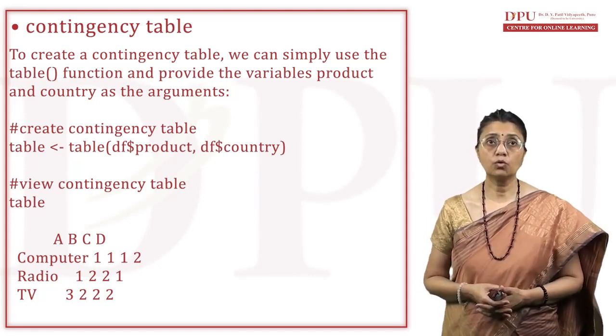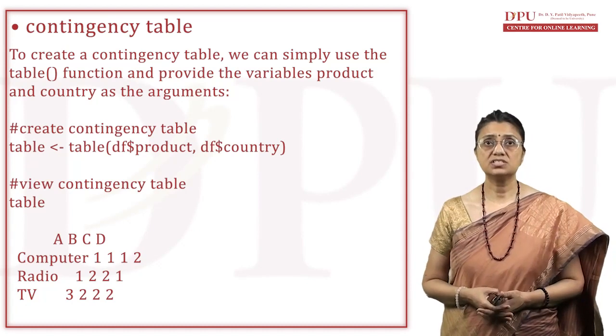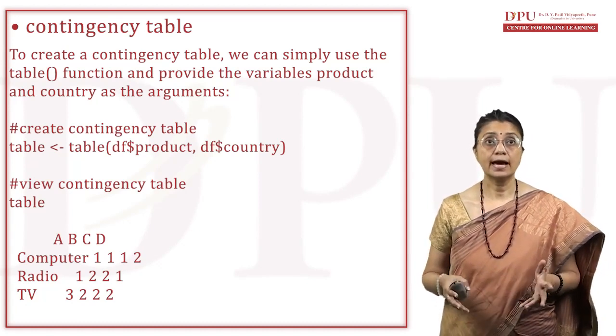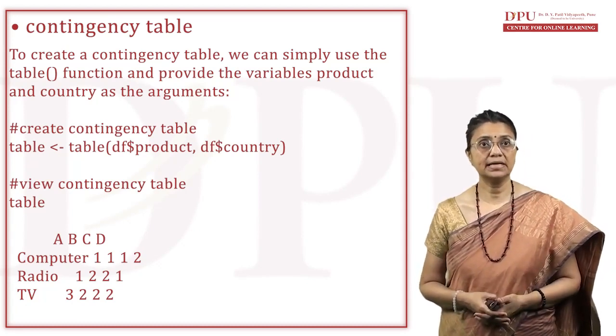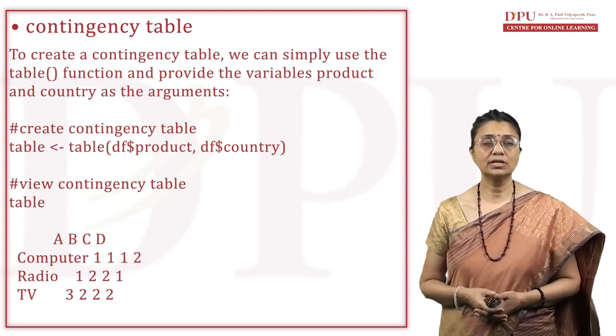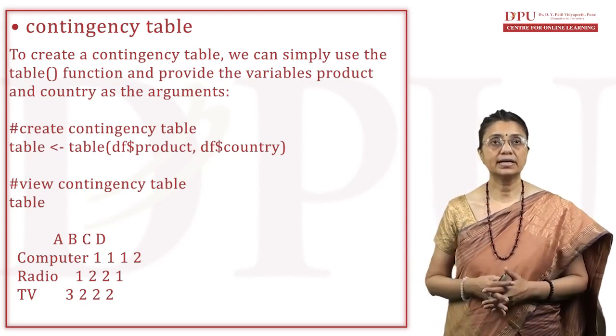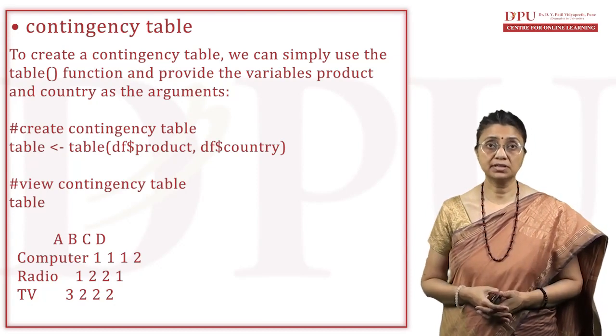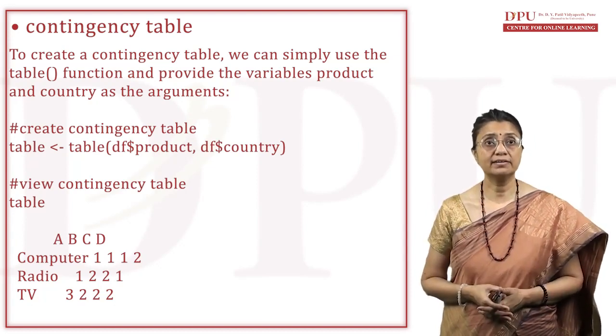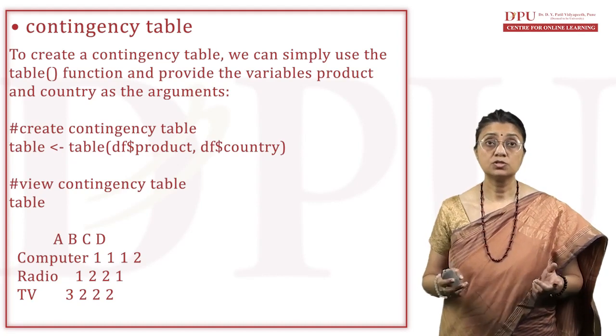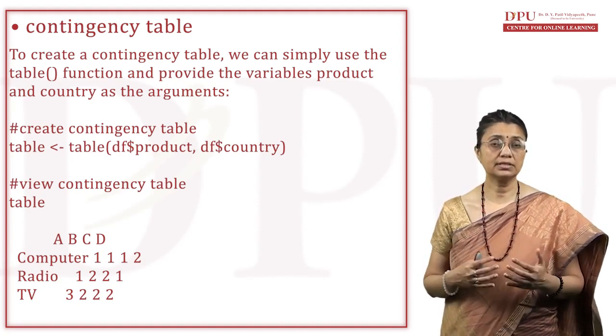As you can see in the code over here, to create a contingency table, we simply use the table function and provide the variables product and country as arguments. So you can see over here that table, and within the brackets, I have DF$product, which is the first argument, and DF$country, which is the second argument. So I am creating a grid between the product and the country.